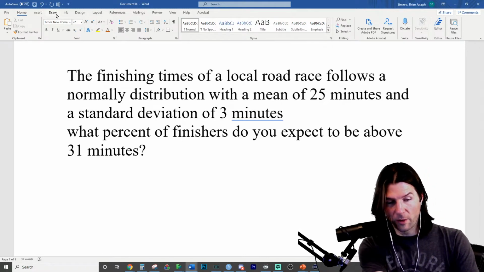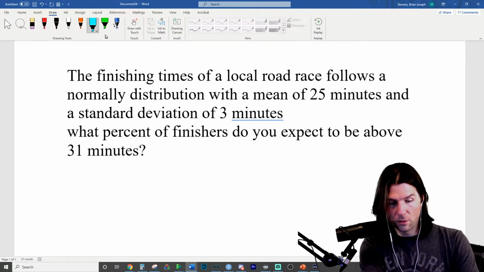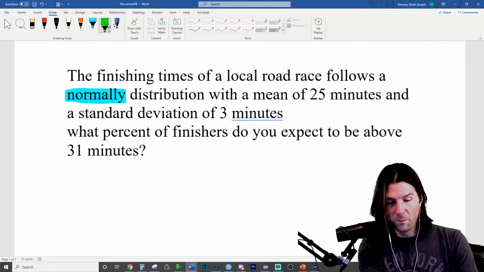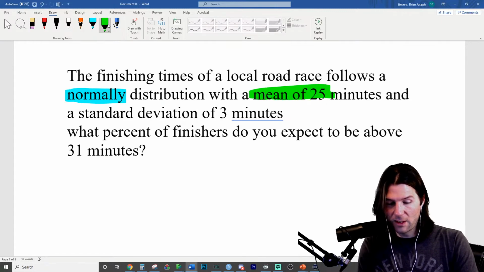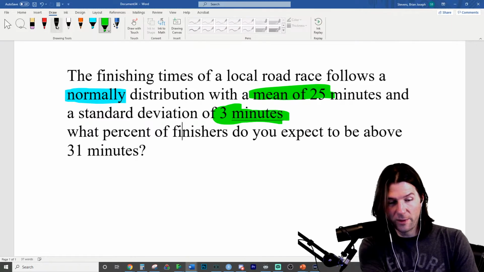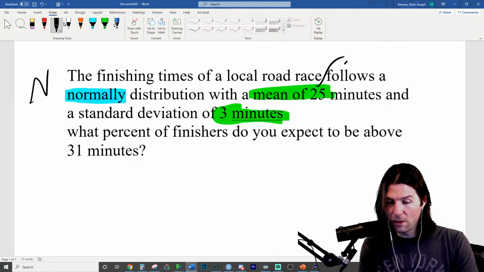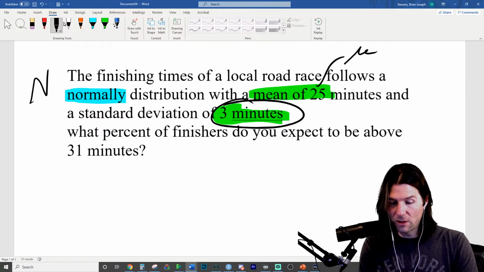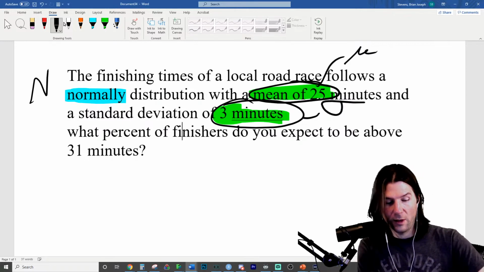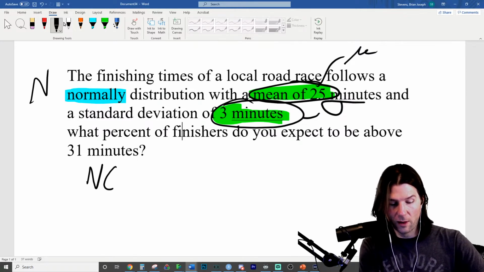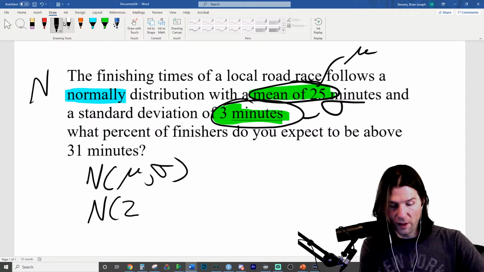So they're normally distributed, with a mean of 25 and a standard deviation of 3 minutes. So when we say it's normally distributed, that's capital N, and the mean right here is going to be mu, and the standard deviation is going to be sigma. So there we go. So we can draw normally distributed with a mean, and that's what this is going to be right here. And so that means normally distributed with a mean of 25 and a standard deviation of 3.